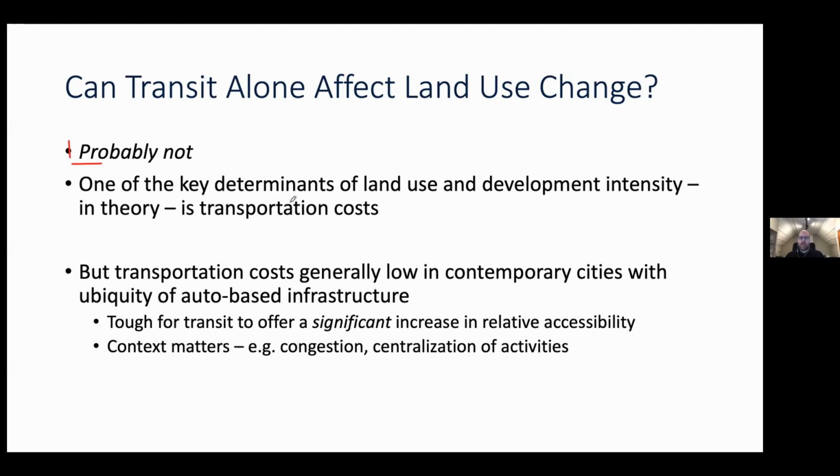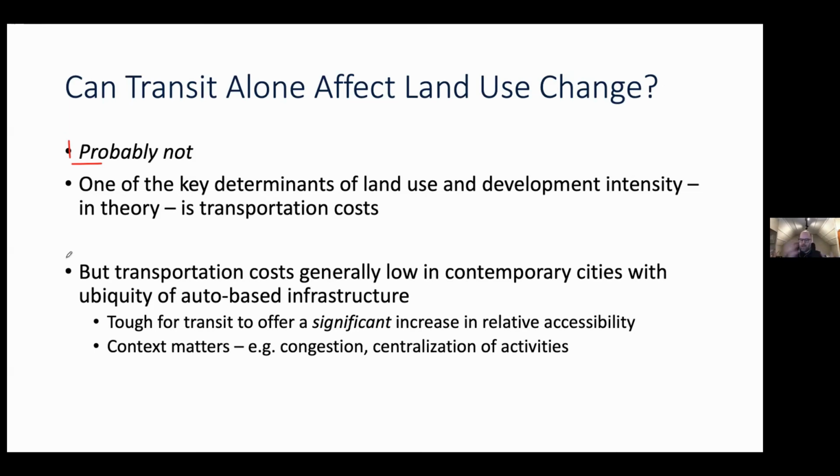because while in theory one of the key determinants of land use and the development intensity of that land use is transportation costs, the issue with that is transportation costs are generally low in contemporary cities, largely because of the ubiquity of auto-based infrastructure. And it's tough for transit to offer a really significant relative increase in accessibility to pieces of land within that context.